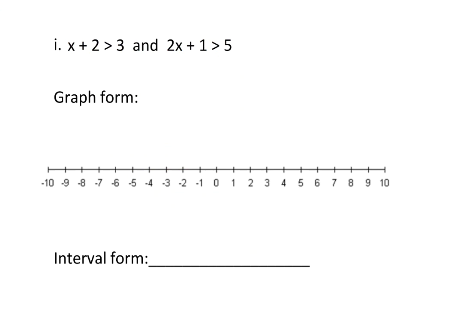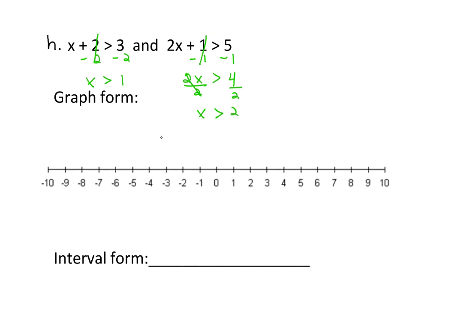Okay, I have one last example for you. x plus 2 is greater than 3, and 2x plus 1 is greater than 5. So we need to isolate the variables first. I'm going to subtract 2 from both sides, and that gives me x is greater than 1. Here we subtract 1 from both sides, and we get 2x is greater than 4. Divide by 2, and we have x is greater than 2.